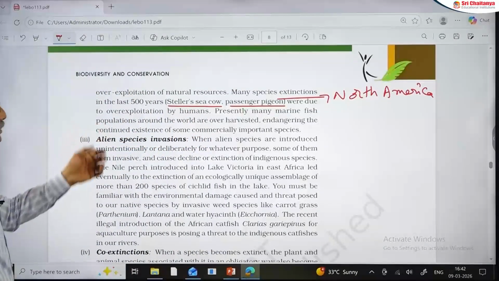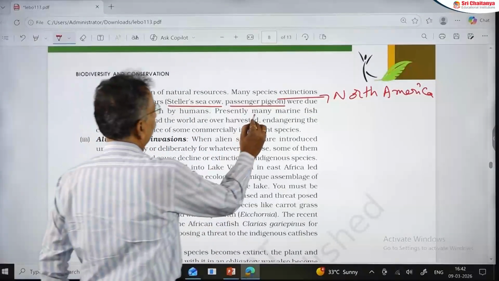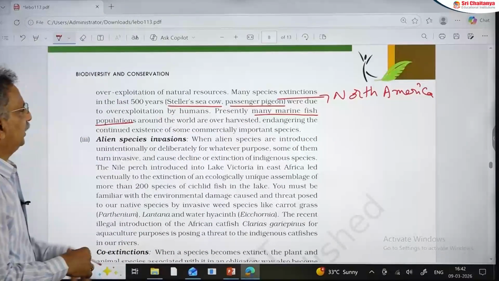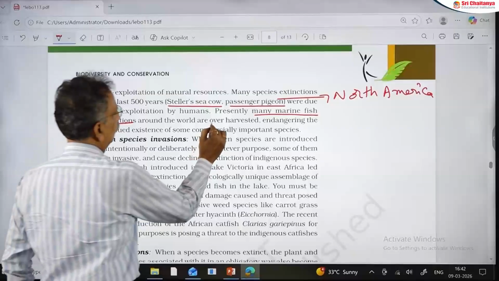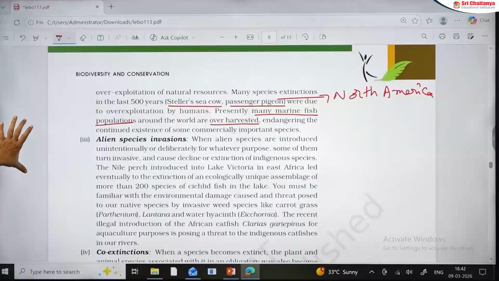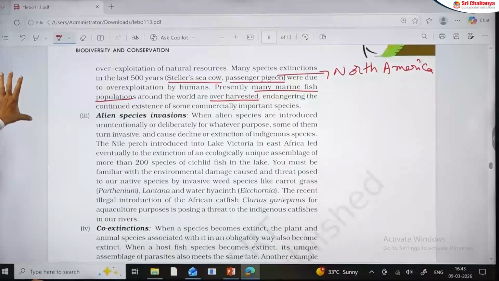And at present, there are many marine fish populations that are over harvested, right? Because they have more commercial value, they are automatically more exploited.